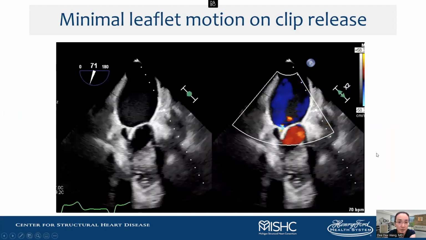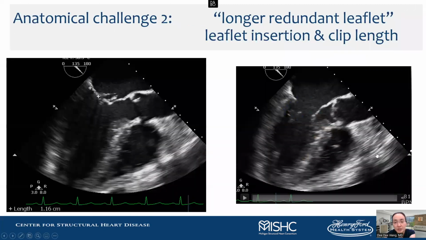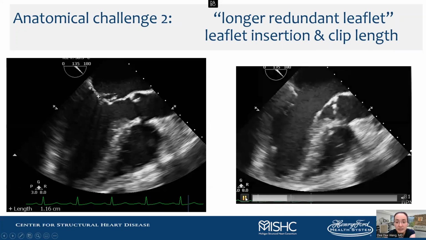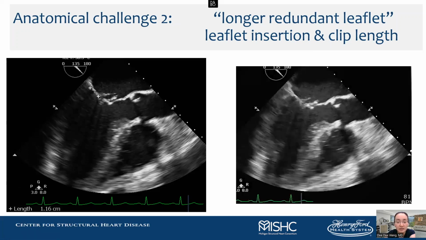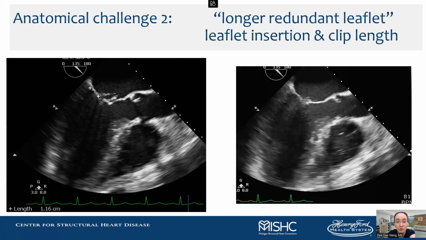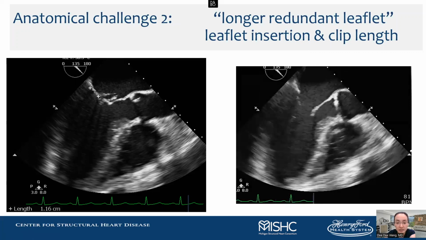So that's trick number one. Anatomical challenge number two also exists when you have plenty of leaflet length. In this patient, we have over 11 millimeters of leaflet length. If we were actually playing the TEE, you can see there's a ruptured chordae, and the leaflet is much more redundant, and there's much more to be used too. This is a big dilemma in itself.